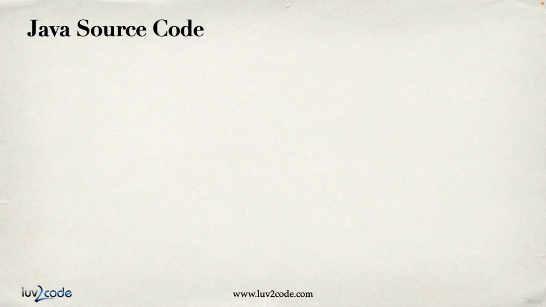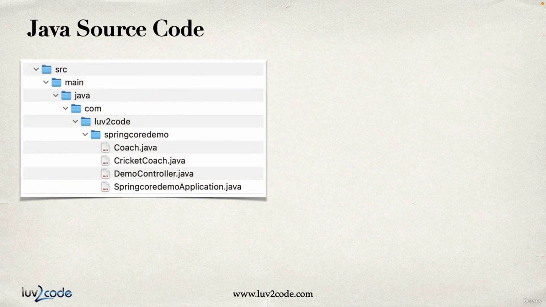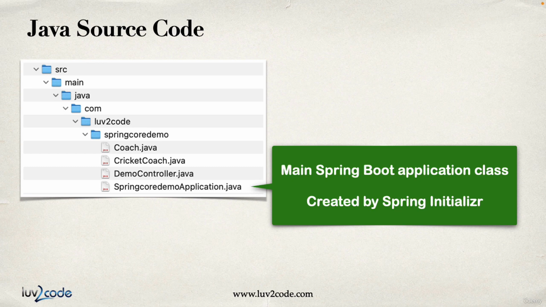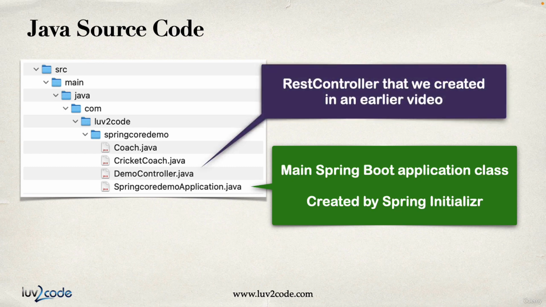Let's look at some Java source code here. So in our project, we currently have this Spring Core Demo application. That's our main Spring Boot application class that was created by the Spring Initializr. We also have our REST controller that we created in an earlier video called DemoController.